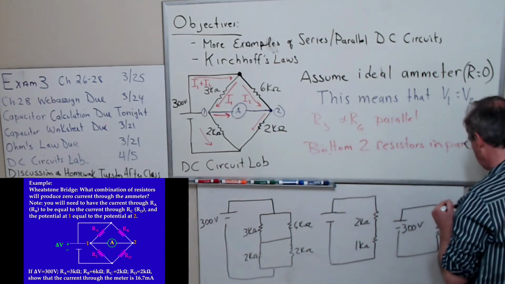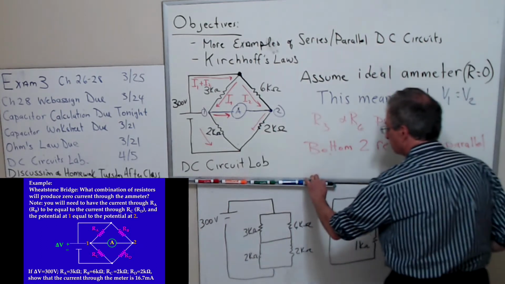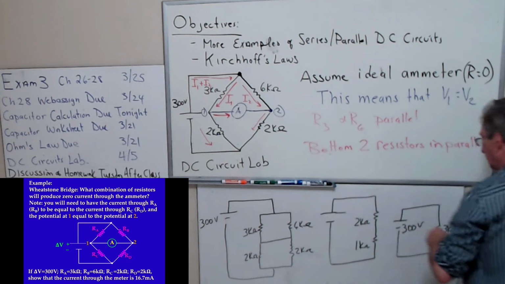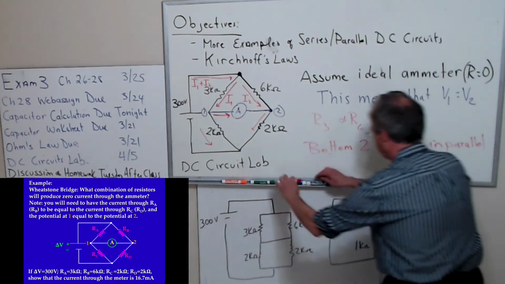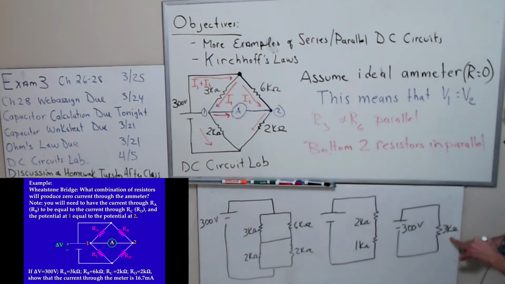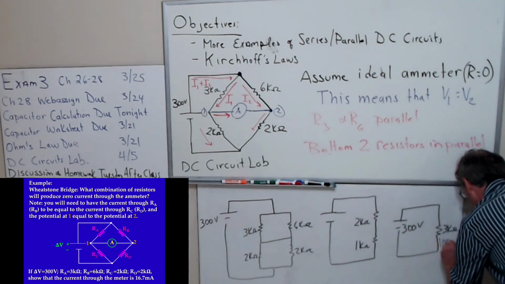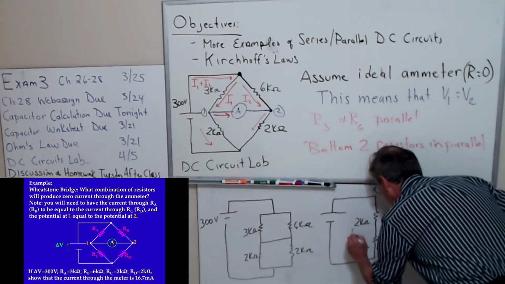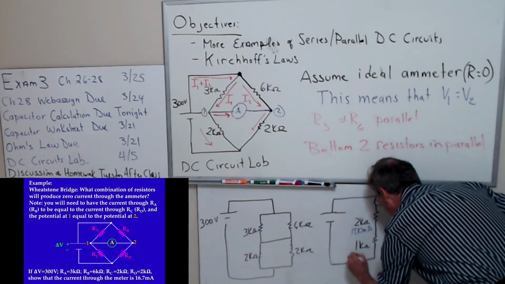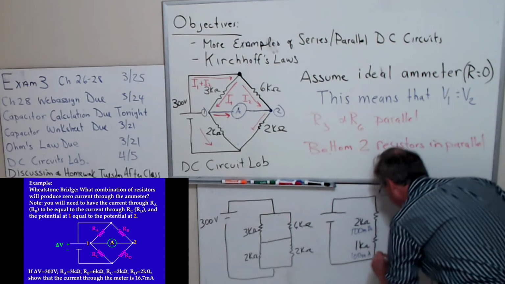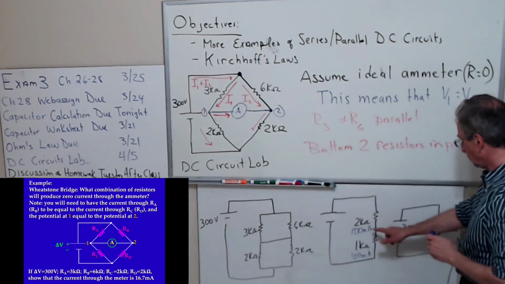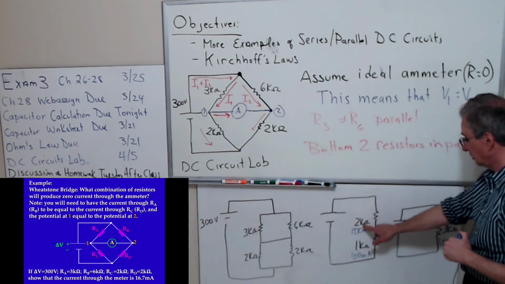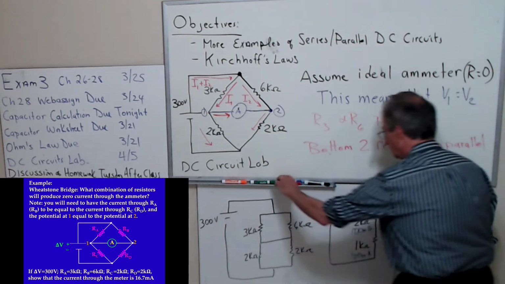So let me use a different color. What's the current through this thing? And tell me if you can't see the colors, because I'm going to use, well, I guess I can use purple. Is it 100 amps? Not 100 amps, but 100 milliamps. So there's 100 milliamps through this one, and 100 milliamps through this one. 0.1 amp, okay? So what's 0.1 times 2,000? I want the voltage. 200 volts.